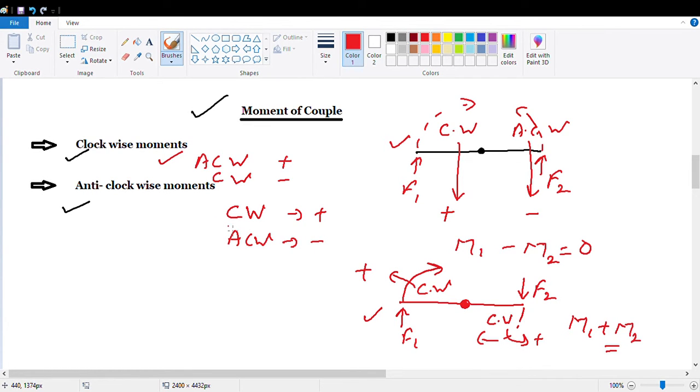There is no need to memorize that anti-clockwise moment will be negative, clockwise moment will be positive, or anti-clockwise moment will be positive, clockwise moment will be negative. It's not like that. There is no need to memorize. It's totally your wish, but stick to your choice. If you have chosen this choice, the opposite one will automatically become negative. Right. Now let's discuss moment of couple.